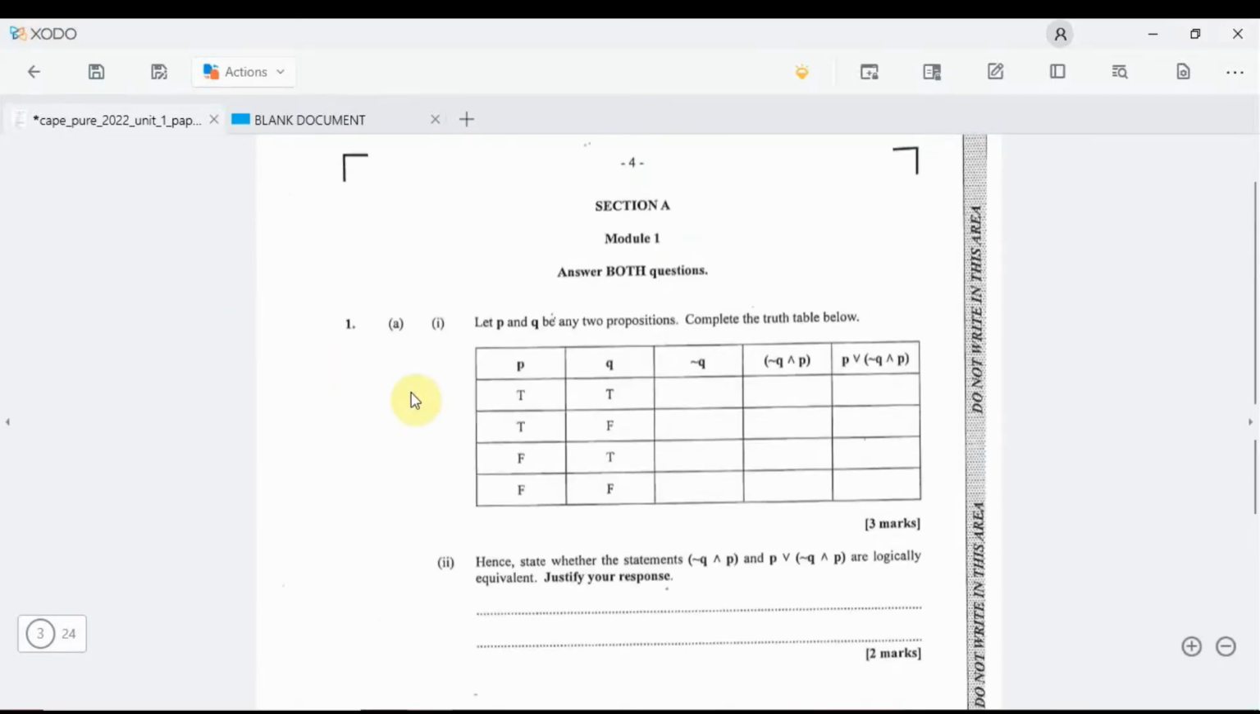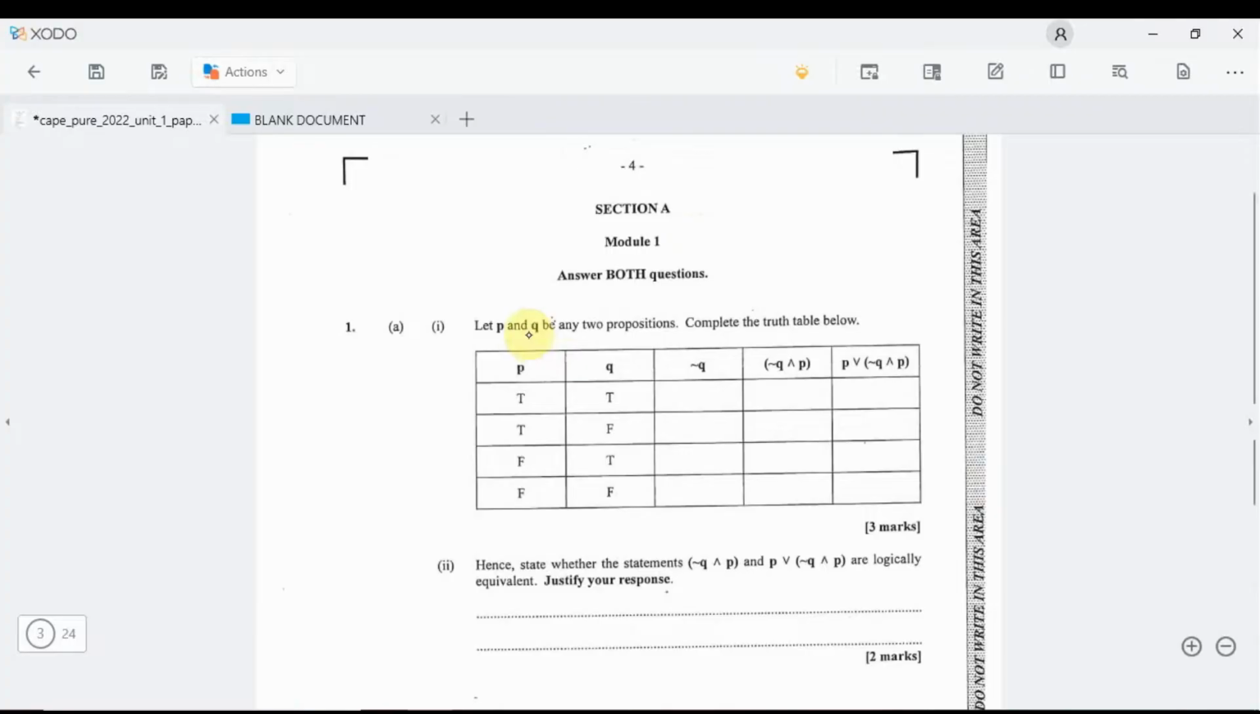So question one right here. Let P and Q be two propositions. We need to complete the truth table. First, we have not Q. When you negate true, you get false. Negate false, you get true. You negate true, you get false. And you negate false, you get true. So we've got 1 mark so far.